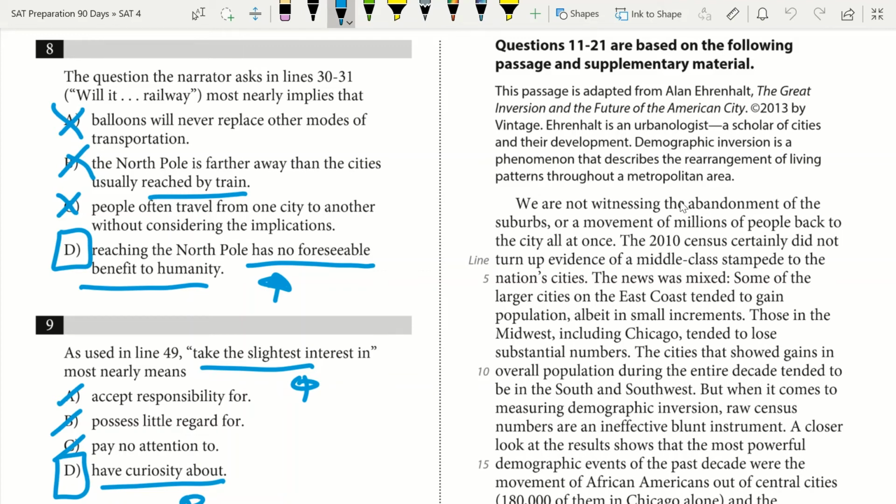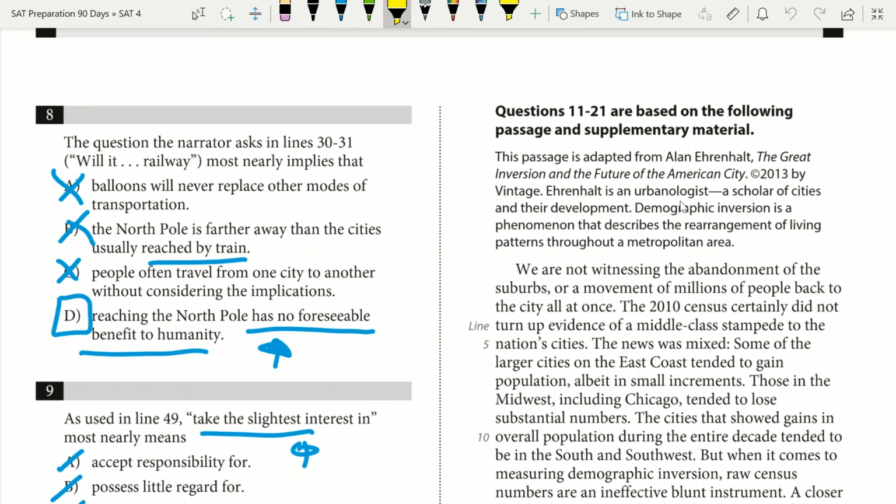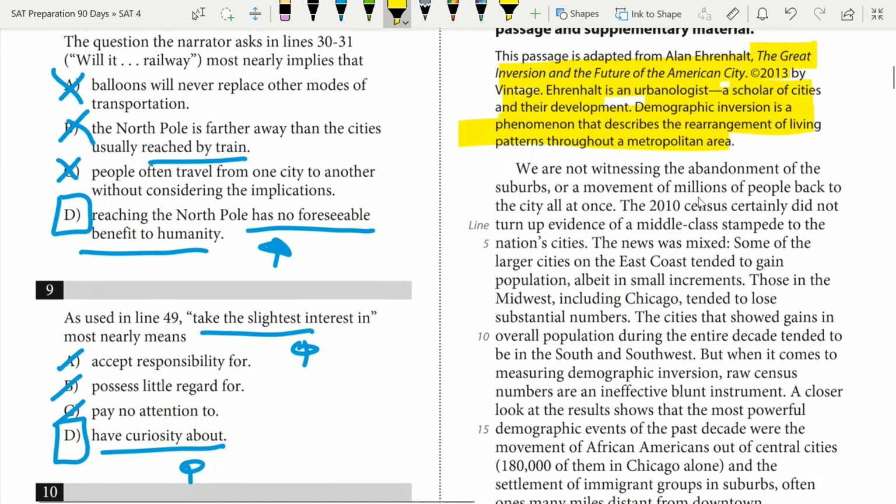Questions 11 through 21 are based on the following passage and supplementary material. This passage is adapted from Alan Ehrenhalt, The Great Inversion and the Future of the American City, copyright 2013 by Vintage. Aaron Hart is an urbanologist, a scholar of cities and their development. Demographic inversion is a phenomenon that describes the rearrangement of living patterns throughout a metropolitan area.